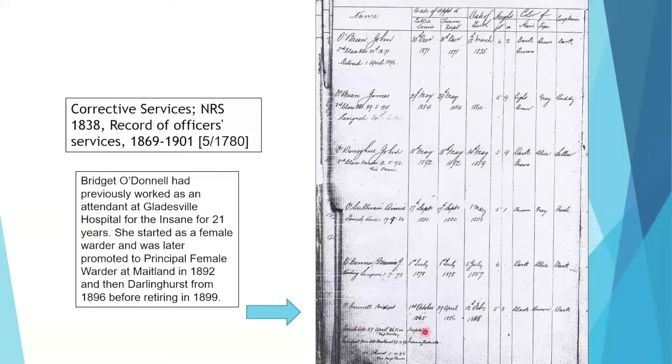So she'd started in the public service in 1865, and she'd worked there for 35 years. And we also get a bit of a physical description of her. So we know she was 5'8", she had black hair, brown eyes, and a dark complexion.